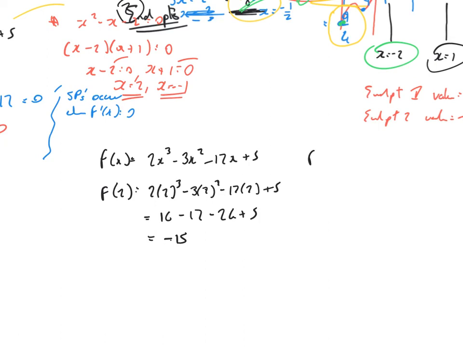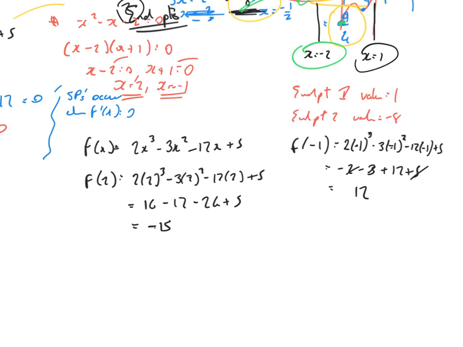Okay, let's investigate the y coordinate of the other stationary point, which occurs at minus 1. 2 lots of minus 1 cubed, minus 3 lots of minus 1 squared, minus 12 lots of minus 1 plus 5. Minus 1 cubed is minus 1 times that by 2 is minus 2, minus 1 squared is 1 times that by minus 3 is minus 3, minus 12 times minus 1 is plus 12, and then I've got plus 5. Okay, so minus 2 minus 3 is minus 5, plus 5 cancels out, and that will give me 12.